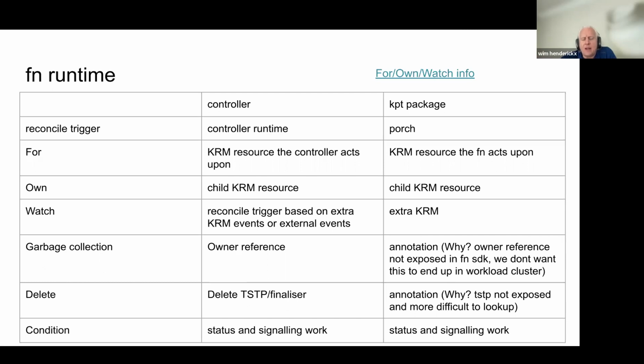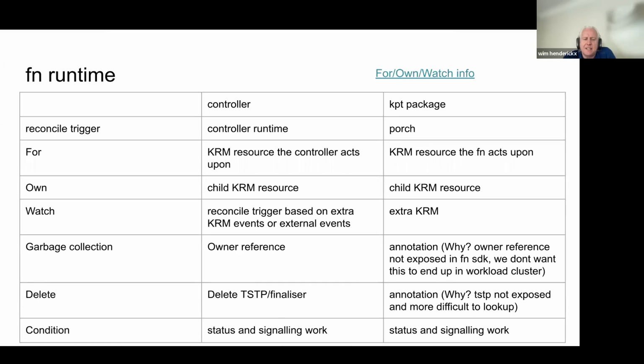In the controller runtime, or in general in controllers, you have owner references that are used for garbage collection and stuff like that. So we have a similar capability there, but it's using annotations instead. Because the KPT function SDK does not expose that owner reference immediately. So you could probably do something, but we believe it's dangerous to use it for us right now, because these resources might end up in the cluster, and then these things will be wrong, right? So as such, we are using an annotation for it.